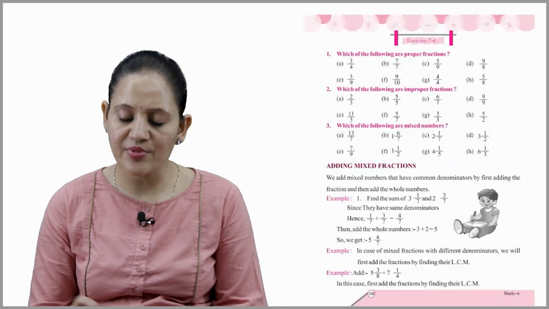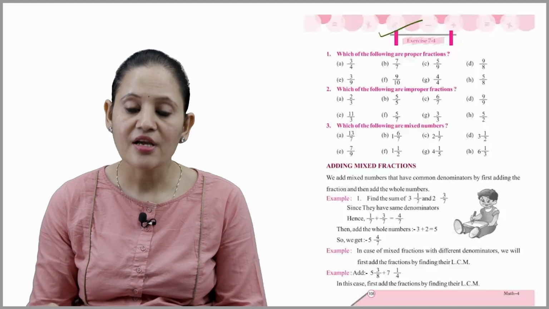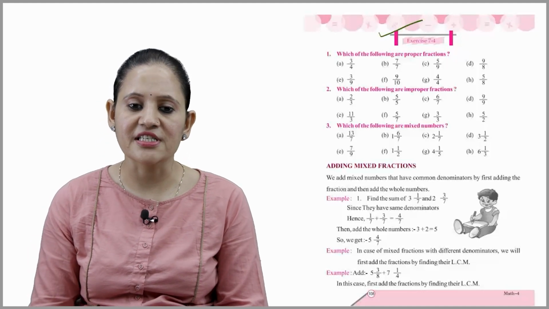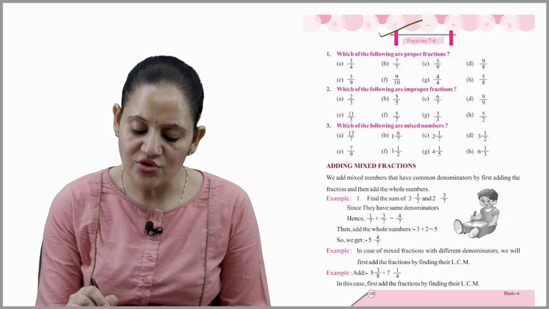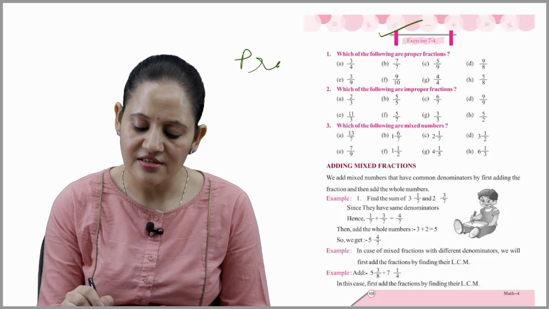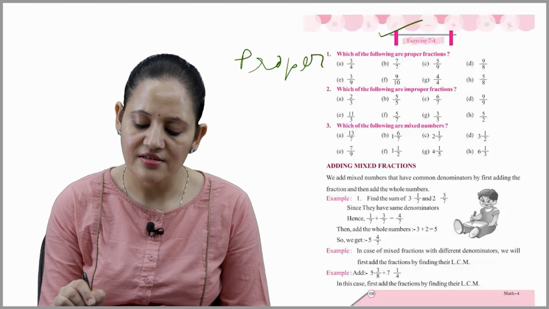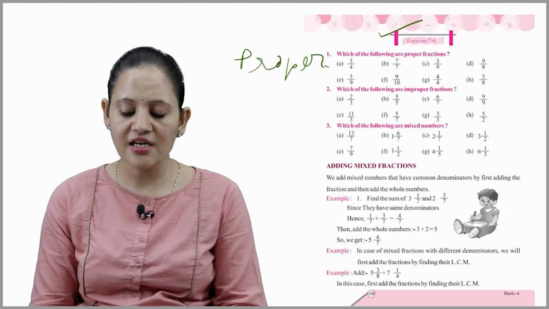Next is exercise 7.4. Which of the following is a proper fraction? 3 by 4. Here the denominator is greater than the numerator, so it is a proper fraction. Clear?